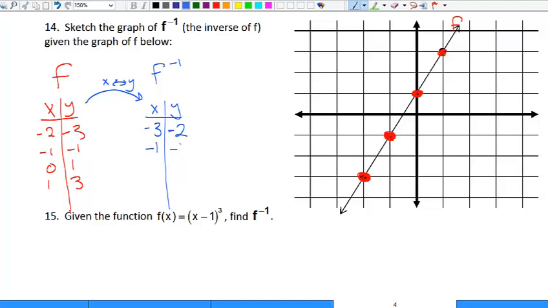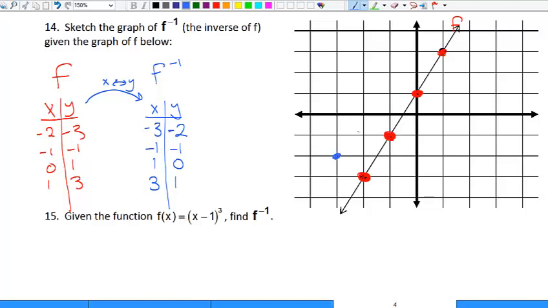So (-1, -1), switch that around and it becomes (-1, -1). (0, 1), switch it around and it becomes (1, 0). Again, I'm not changing things from positive to negative, I'm just changing the order. And then (1, 3) becomes (3, 1). So I'm going to go ahead and plot those.